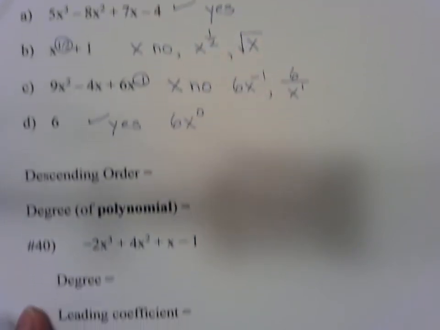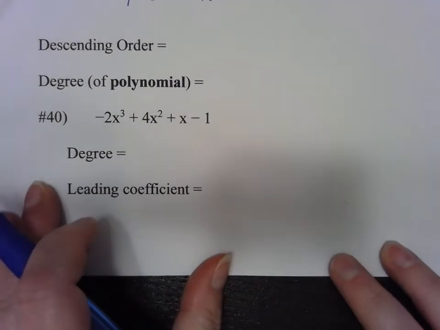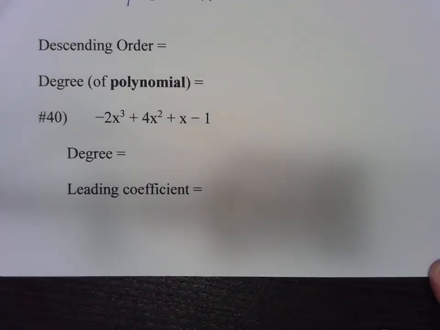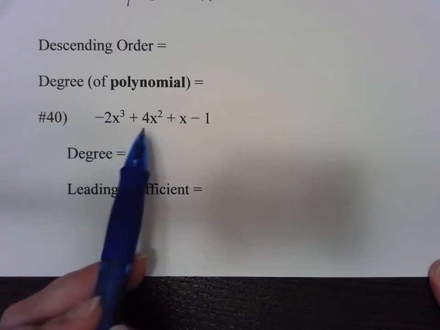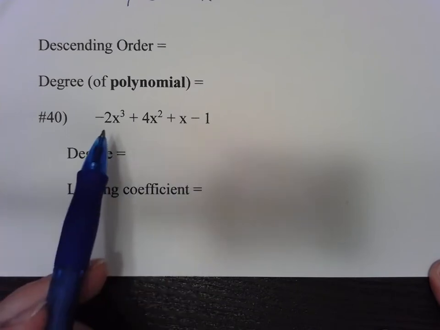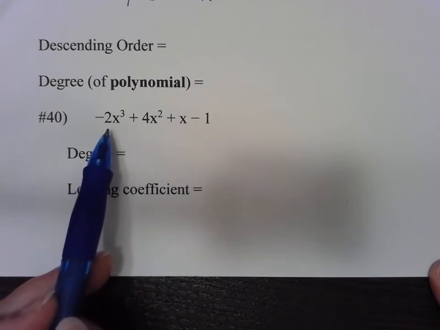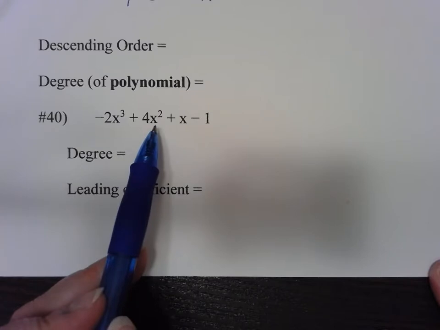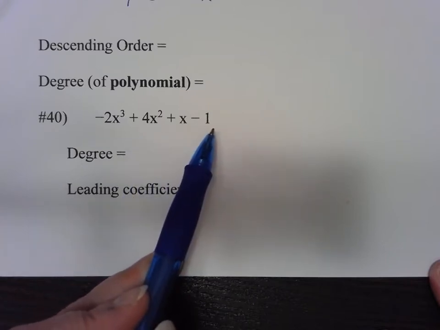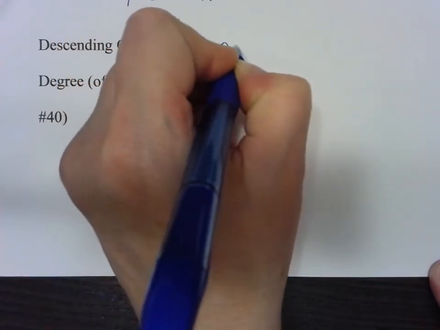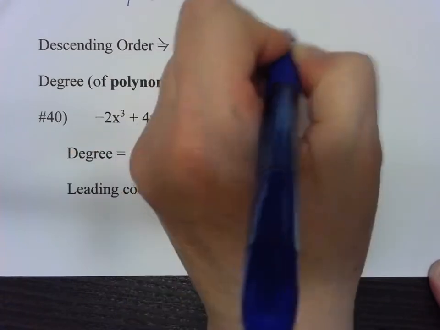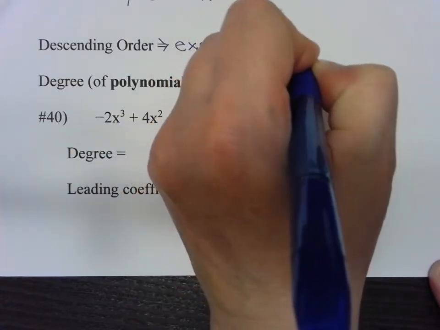Okay, there's a little bit more vocabulary here that I thought would be important to mention. Descending order is usually how we write our polynomials. Here's an example that is already in descending order. This is where we have the exponents in order from largest to smallest, counting down. So this means we have the exponents arranged largest to smallest.